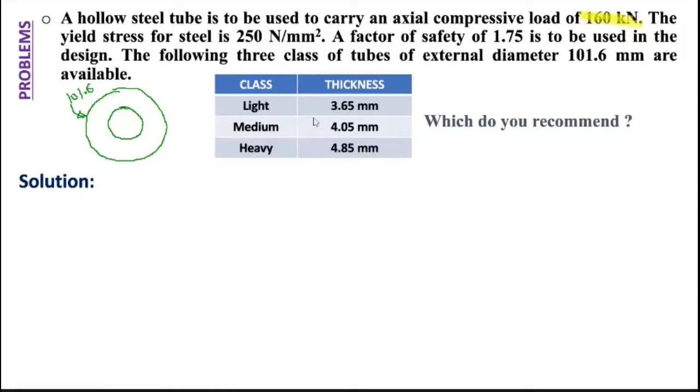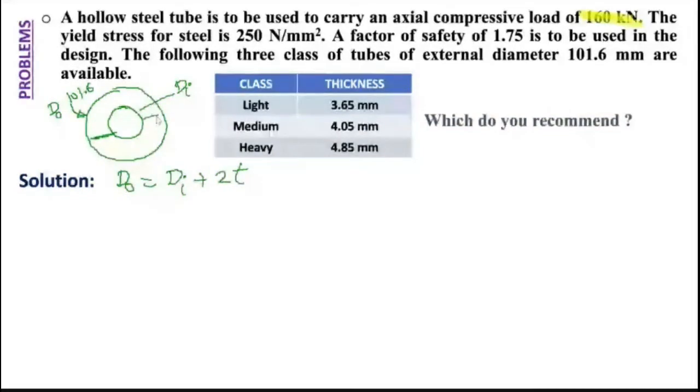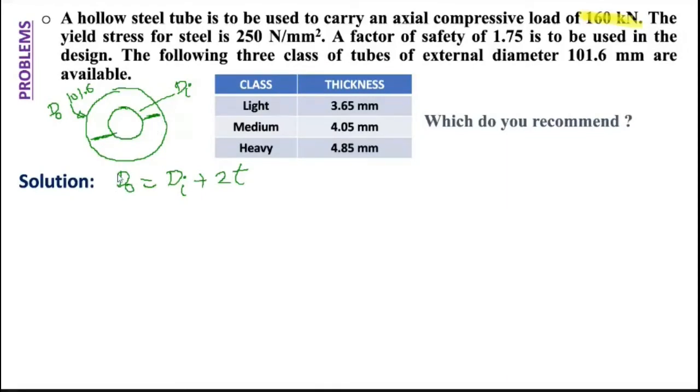External minus thickness. So if I consider this as D naught and the inside one as DI, right? So D naught is equal to DI plus 2 times your thickness. Any doubt? Because your thickness here plus thickness here. So thickness plus DI plus thickness. So that will be your D naught value.